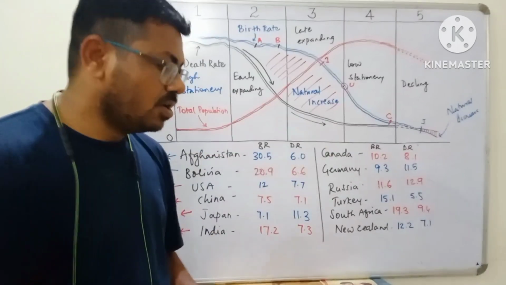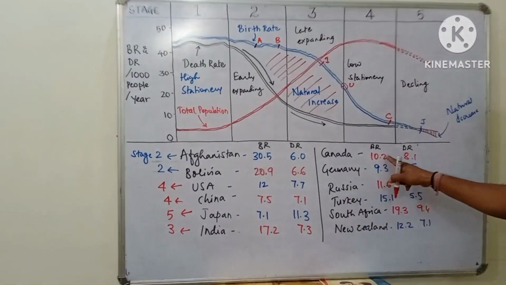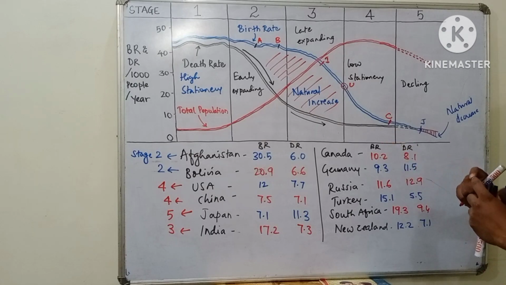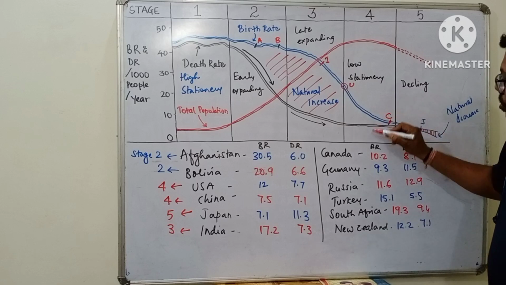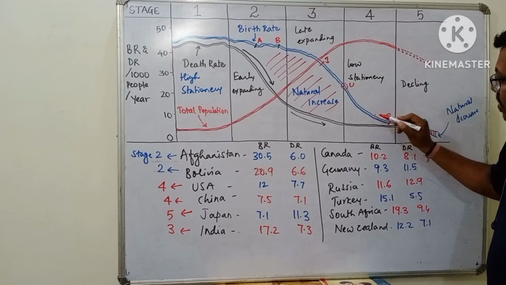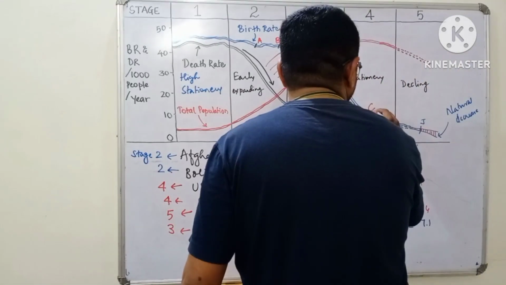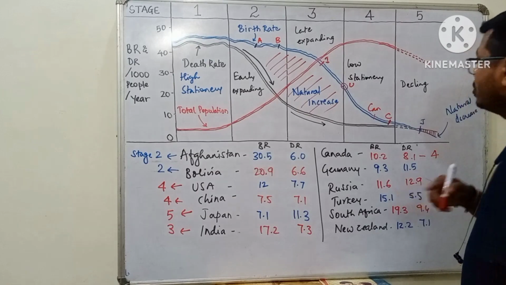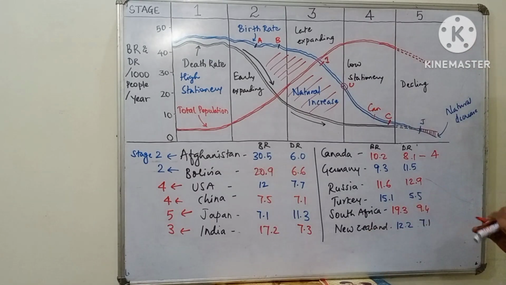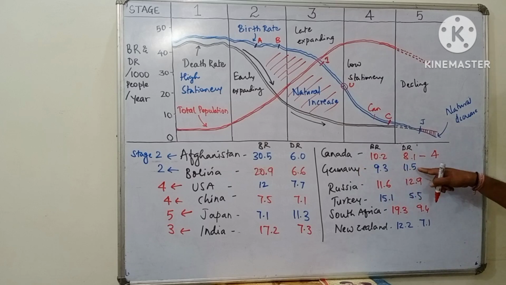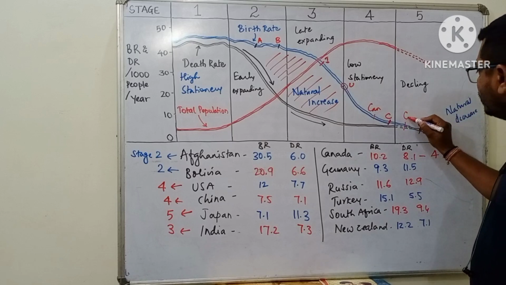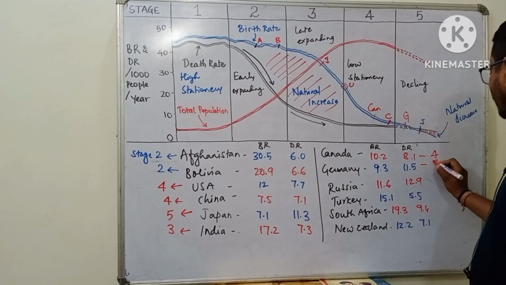Same way Canada. Where can we put Canada? 10.2, 8.1. The gap is minute, right? It means that it will be very close to, and is following China. So Canada somewhere here. Okay, so it is also in stage 4, but it is behind China, because their gap is also low. Germany: 9.3 is birth rate, 11.5 is death rate, means they have already entered here, right? So Germany is already in stage 5.